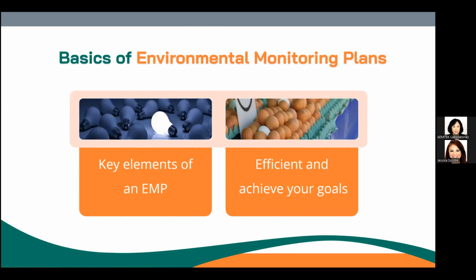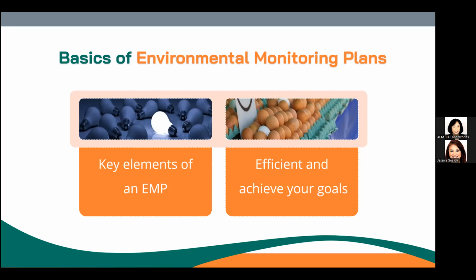In a previous webinar, we discussed the basics of the environmental monitoring plan. We focused on two aspects of the plan. First, the key elements of the environmental monitoring plan, and then how to maximize the efficiency of the environmental monitoring plan.